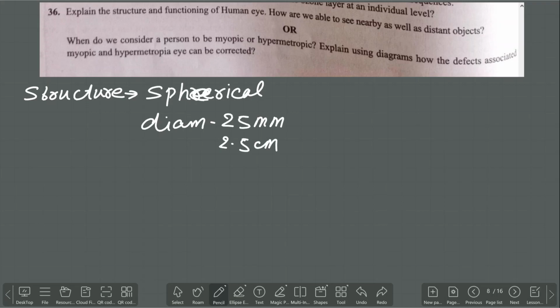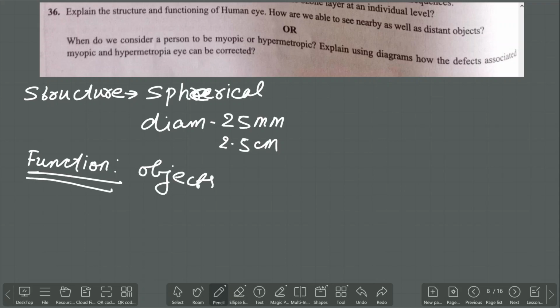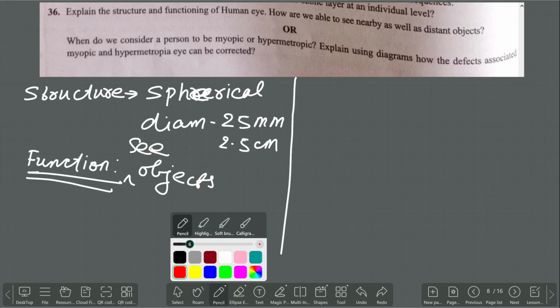And the function, what is the function of the human eye? For what purpose are we using this? In order to see the objects which are present in front of us. And then the next question they are asking, how we are able to see the nearby as well as the far away object, based upon what condition? Ciliary muscles. That same condition we need to write.